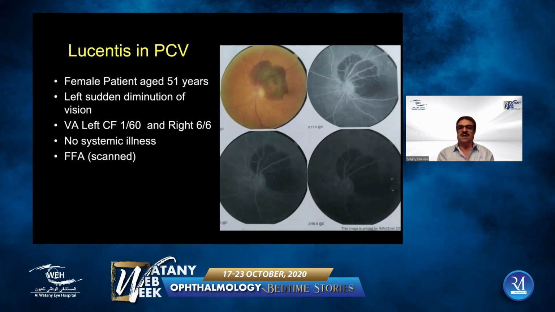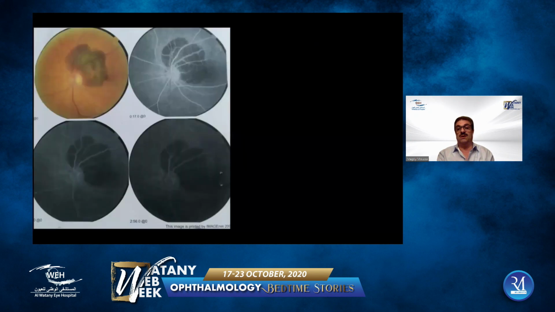And the patient came out of the blue sky, complaining of a sudden drop of vision with central scotoma due to this massive hemorrhage. And even fluorescein angiography is not helpful in such cases because we all know that ICG is the clue in these cases. So this is most probably a PCV, and we don't have ICG, so we count on OCT.